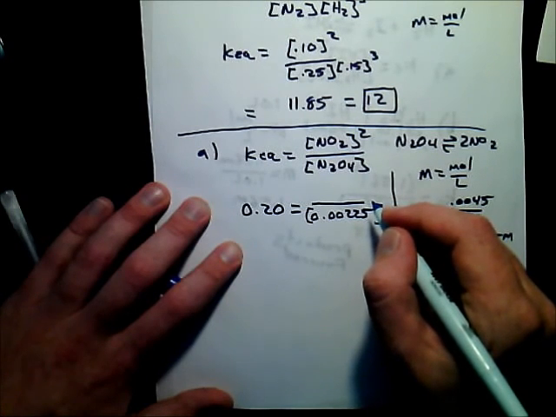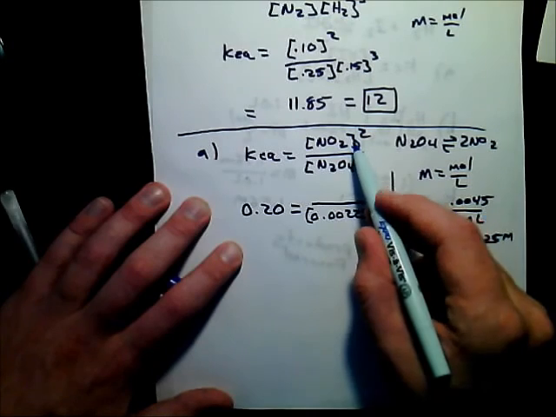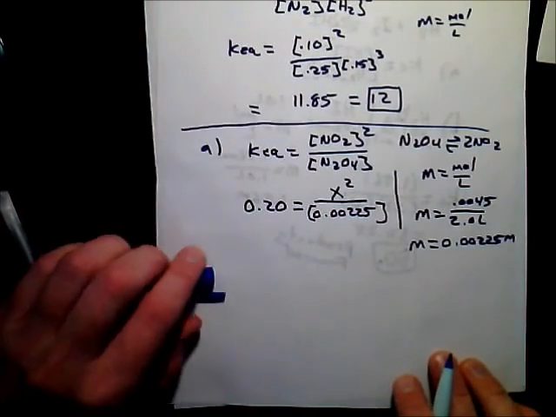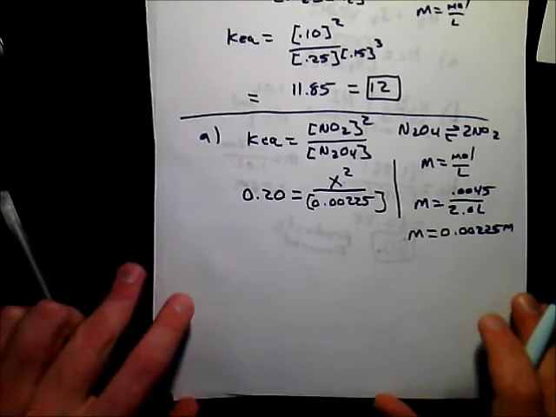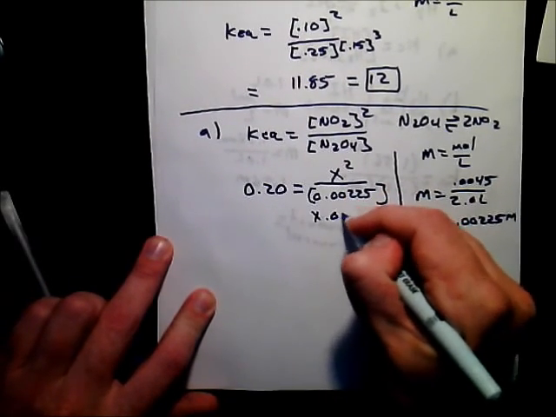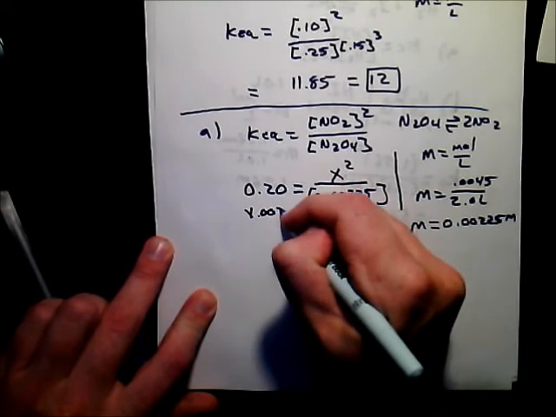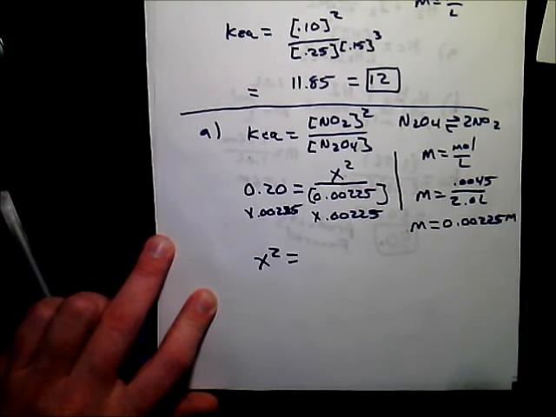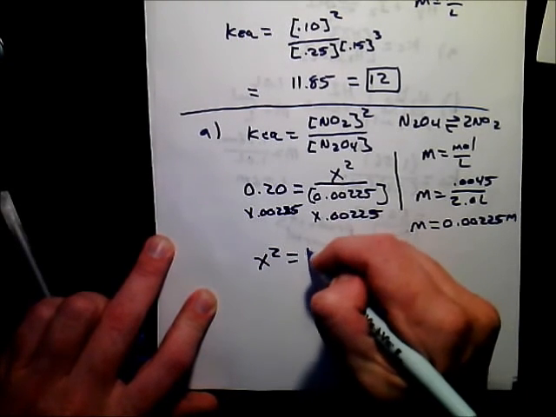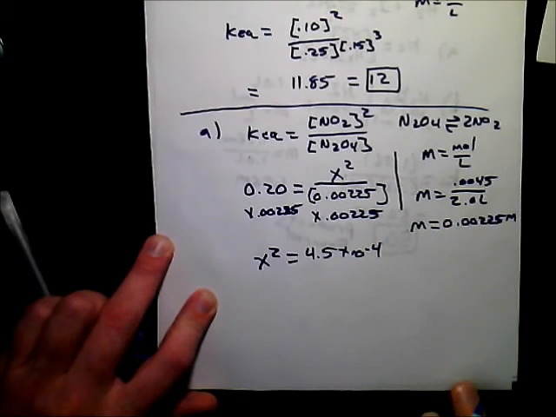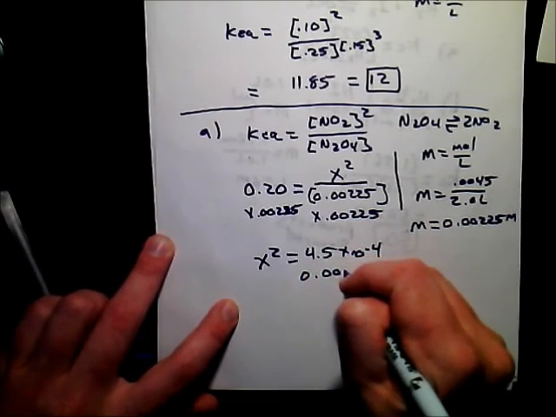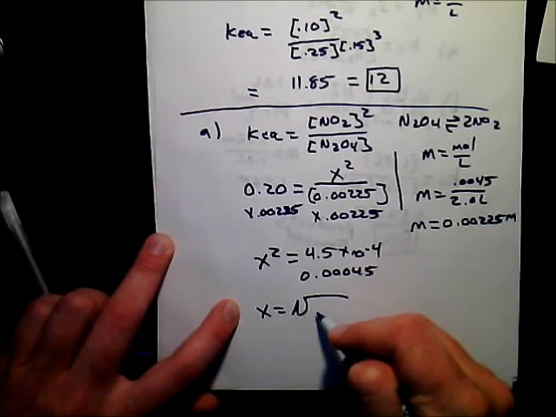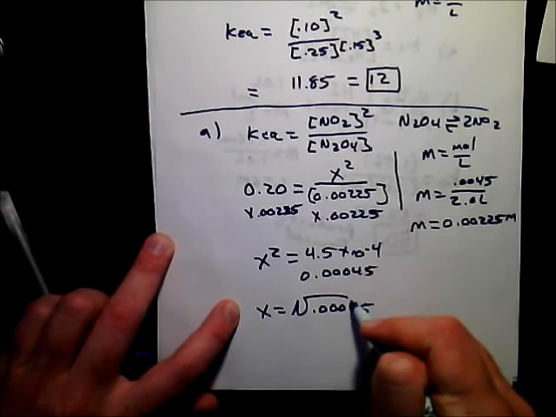So I can put that down here in the bottom. Now the question is asking us, what is the concentration of NO2 at equilibrium? So let's call that concentration X, and not forget that that has to be squared. So now we need to solve this. We need to multiply both sides by 0.00225. So we get x squared equals 0.2 times 0.00225, and we get 4.5 times 10 to the minus 4th. 0.00045 if you prefer. So x is going to be the square root of 0.00045.